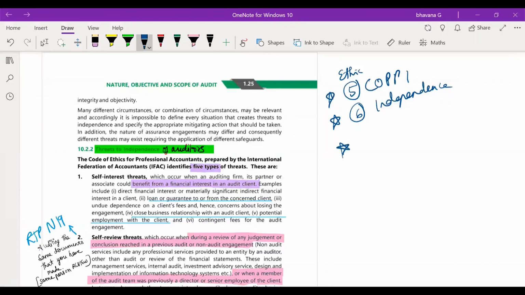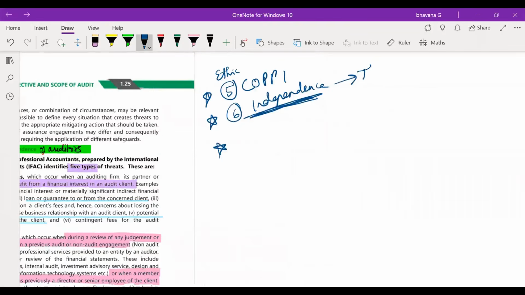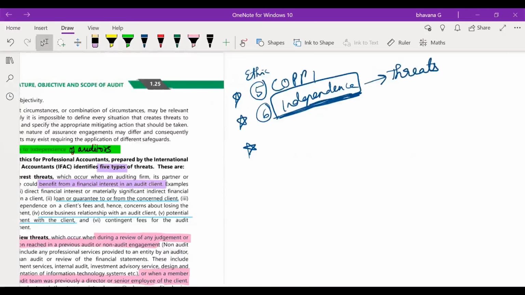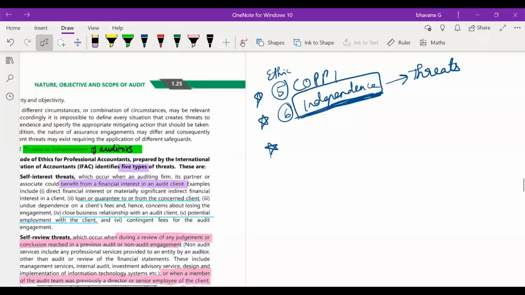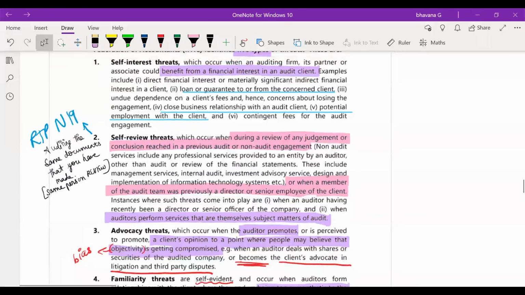So to this independence, you might have some threats. What are such threats which may affect your independence? There are 5 kinds of threats which affect the independence of your auditing. So what are these 5 threats is what we are going to understand. First is the self-interest threat.